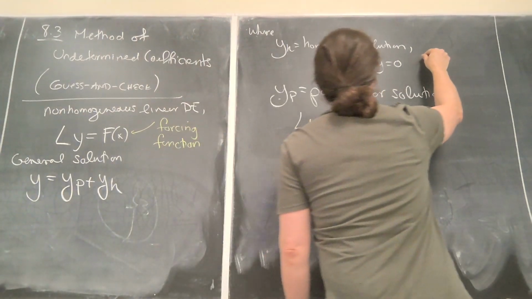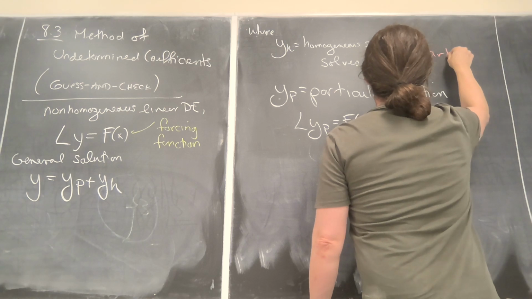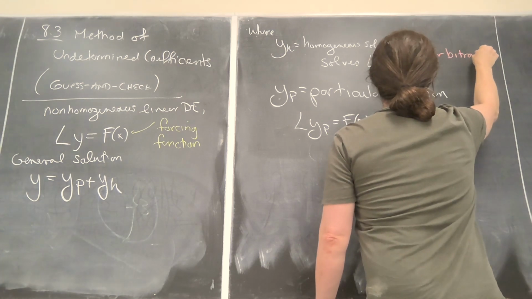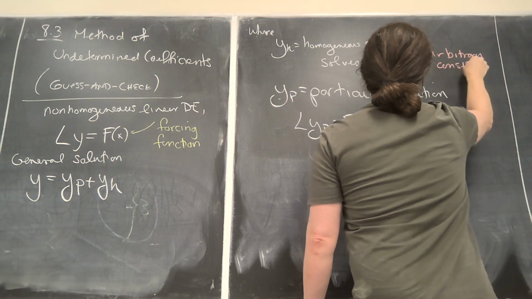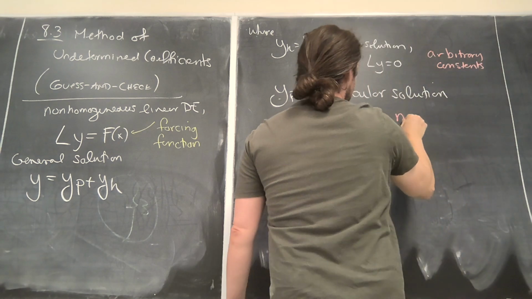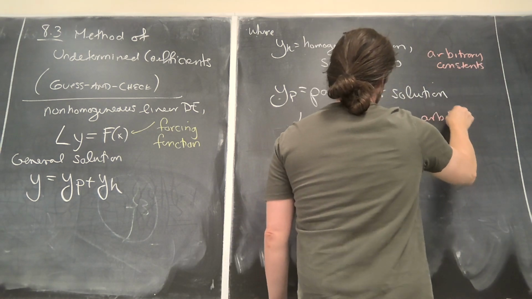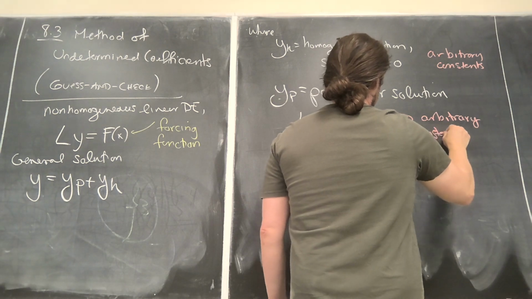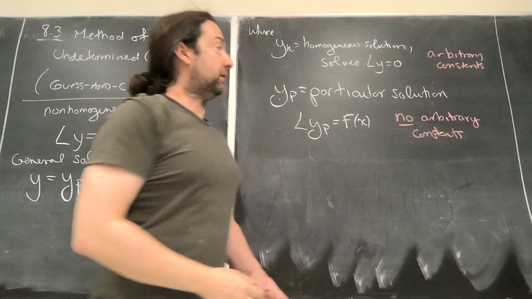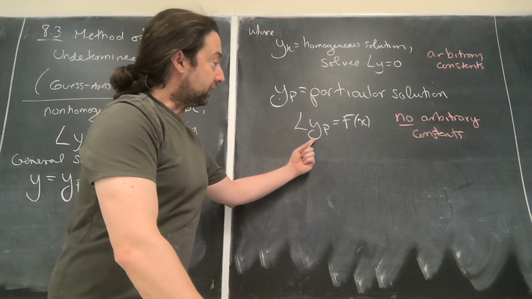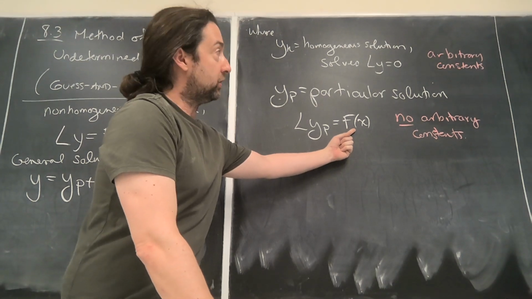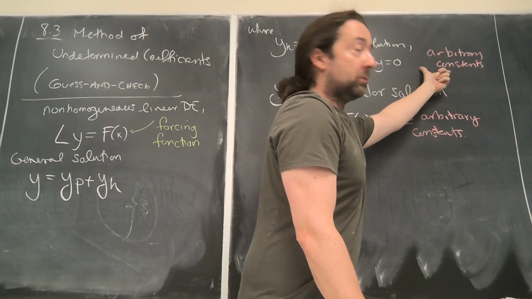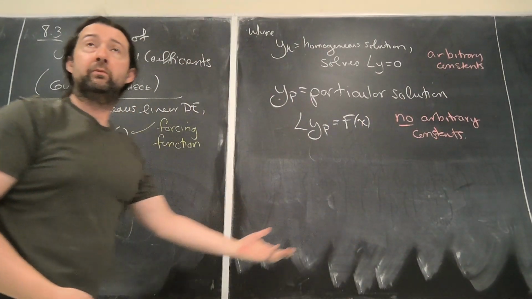The homogeneous solution is always going to have arbitrary constants. And the particular solution will have no arbitrary constants. This is going to be a specific function. So you can think about this as being the bit that solves the exact differential equation, and then this is the part that is susceptible to initial conditions in a problem that looks like that.